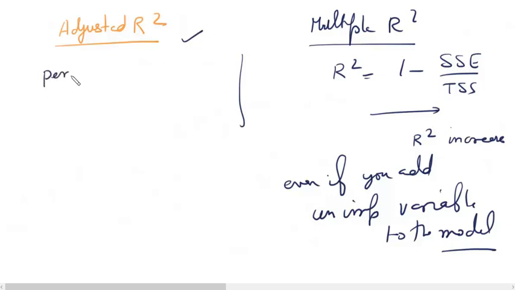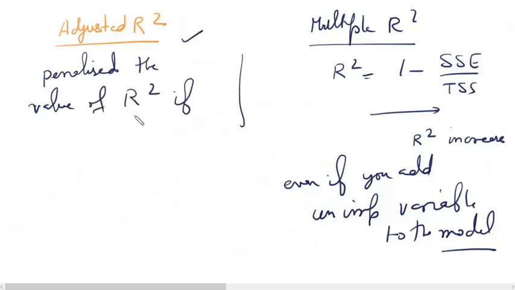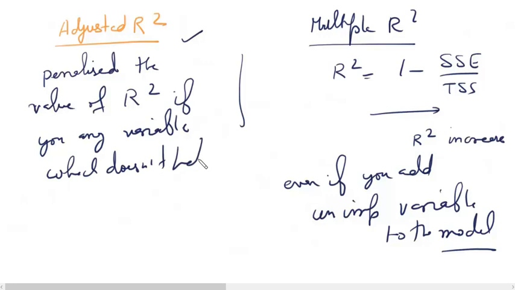Now adjusted R-square penalizes the value of multiple R-square if you add any variable which is not helping the model. So if we add any variable into our model and the variable doesn't help the model, then the value of adjusted R-square will decrease, it will not increase. Multiple R-square on the other hand always tends to increase even if you add unimportant variables to your model. So that is a disadvantage of multiple R-square, and hence we always rely on adjusted R-square while doing multiple linear regression. Now to prove this, let me go to R.